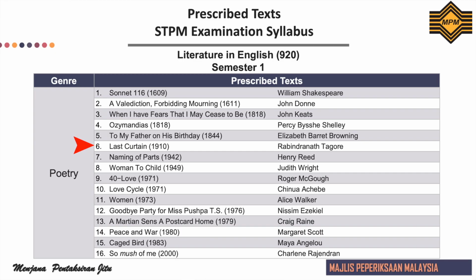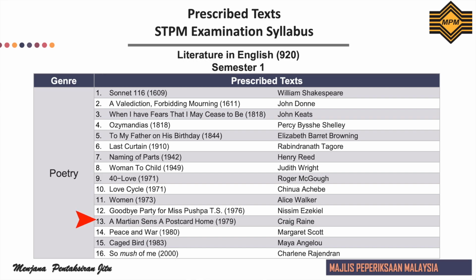6. Last Curtain, published in 1910 by Rabindranath Tagore. 7. Naming of Parts, published in 1942 by Henry Reed. 8 is Woman to Child, published in 1949 by Judith Wright. 9. 40-Love, published in 1971 by Roger McGuff. 10. Love Cycle, 1971, by Chinua Achebe. 11. Women, published in 1973 by Alice Walker. 12. Goodbye Party for Miss Pushpa T.S., published in 1976 by Nissim Ezekiel.